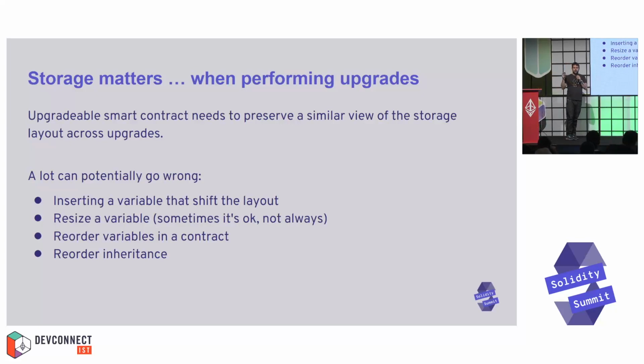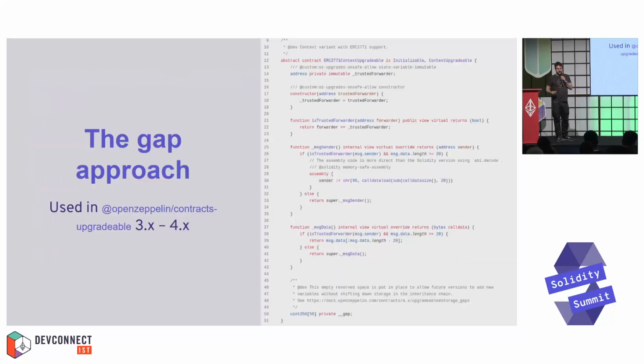So it's important to keep the same storage layout, and it's very easy to go wrong. If you insert a variable somewhere in your contract, you are shifting your storage. Resizing a variable could go wrong. Reordering your inheritance will affect your linearization, and that will affect your storage as well. So it's very easy to go wrong, and people have had issues with that.